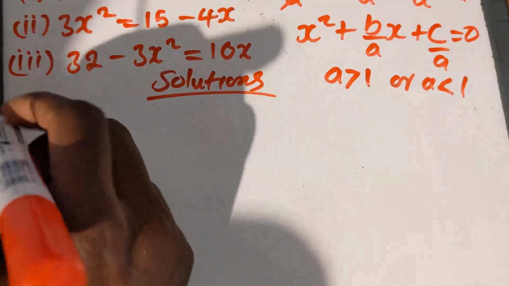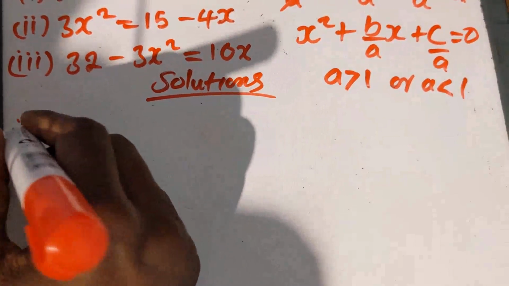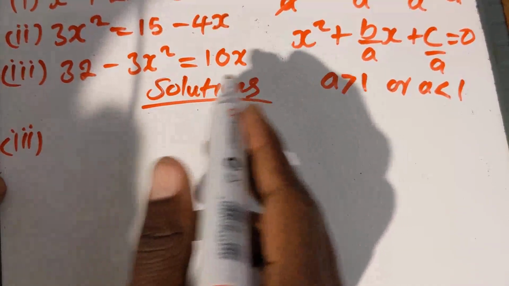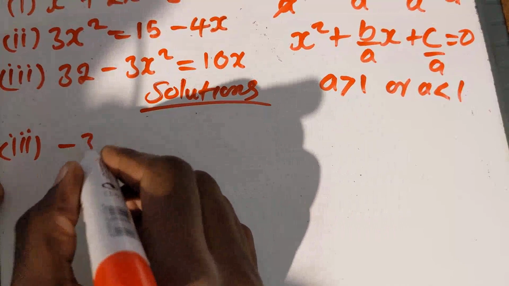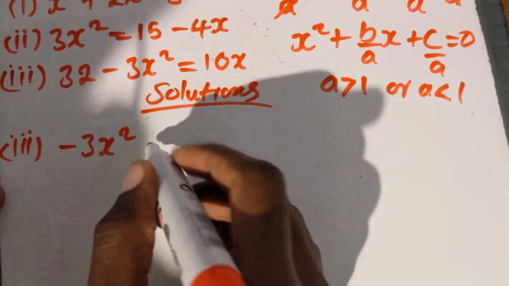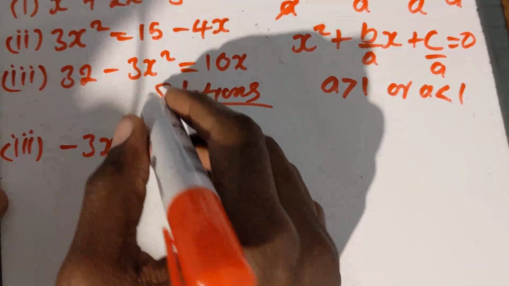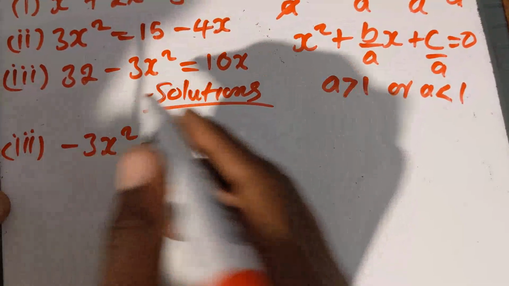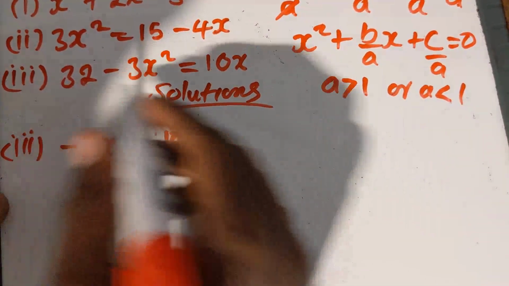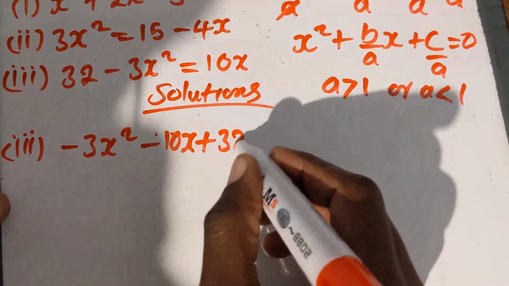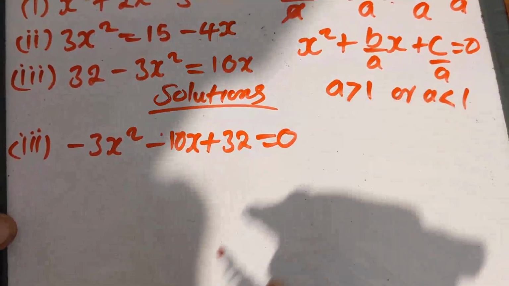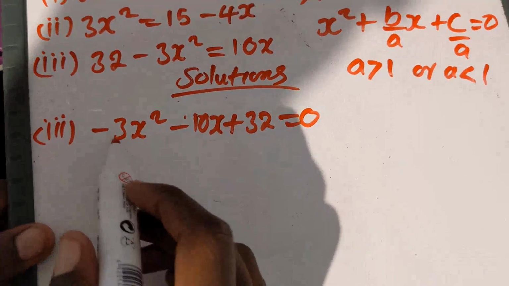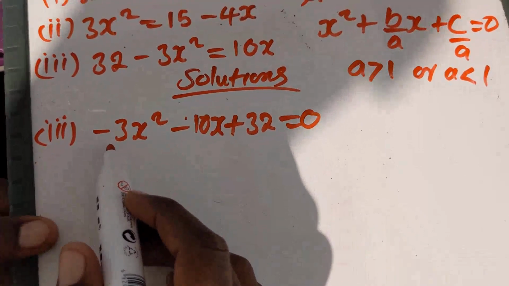Okay, so the third question we have, so we are going to arrange it in that form. So we are going to have negative 3x squared, then this comes inside, it will be negative 10x, then this is just already decided and it is positive, so it is going to be positive 32 equal to 0, like that.